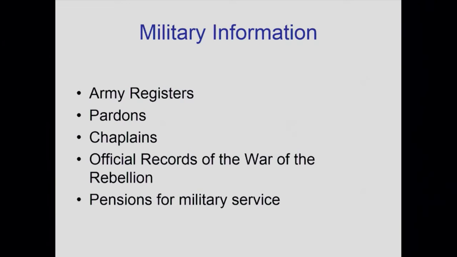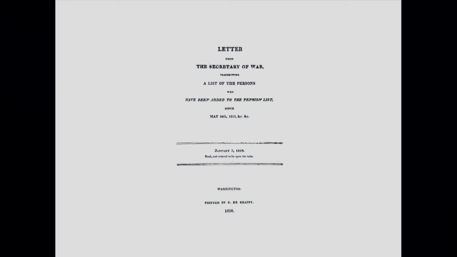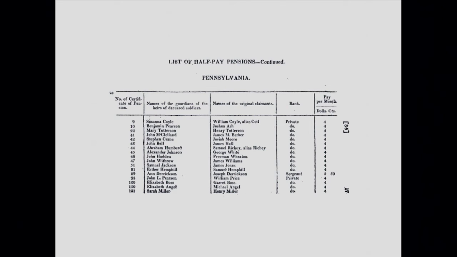But there's also a lot of military information in the serial set. We're going to take a look at some Army registers, some pardons, some information on chaplains and pensions, and the like. Again, just to give you a sense of the kinds of information that you can find here. So we'll start with this 1818 list of persons added to the pension lists. This one for Pennsylvania. This list is of half-pay pensions for people and includes the number of the certificate, the name of the guardian of the heir of the deceased soldiers, the original claimants, his rank, and the pay per month.